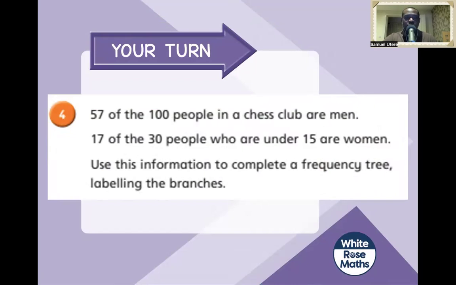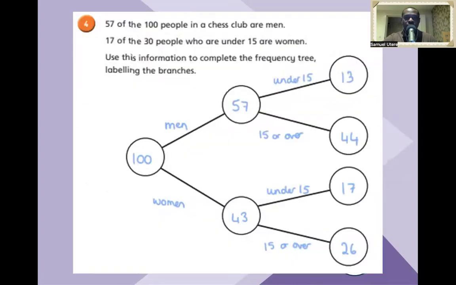Assuming you've paused the video and you've answered question 4, here are the answers. So here you're just given the questions in words. You're required to use the information to complete the frequency tree, labeling the branches. So you draw the frequency tree and then you complete it. Okay, and that's what it should look like.